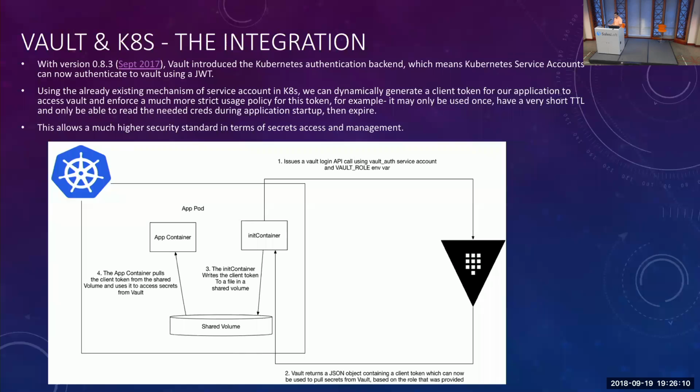What that feature allows you to do is to use a service account in Kubernetes to actually authenticate to Vault, and generate a dynamic client token that you can enforce a very strict policy on. For example, you can have a TTL of 1 second. I mean, that depends on how fast your application is. It can be used only once, for example, and a lot of other rules that you want to enforce.